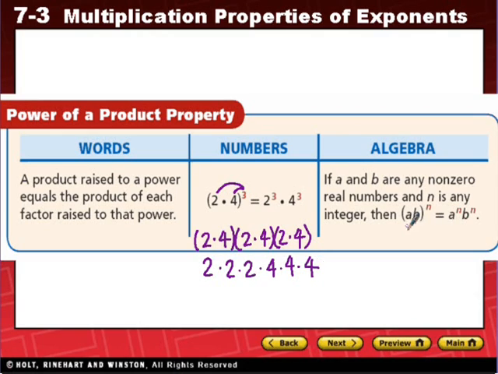Algebraically, a times b raised to the n power equals a to the n times b to the n. And a and b have to be non-zero real numbers. n has to be an integer.